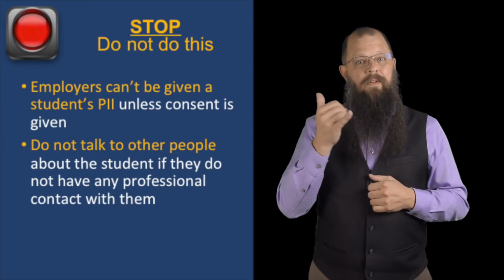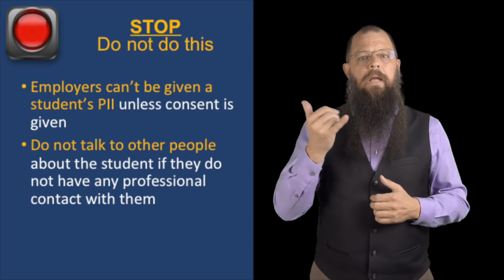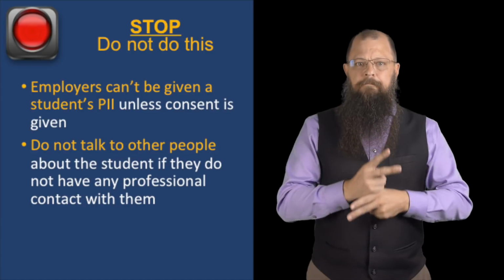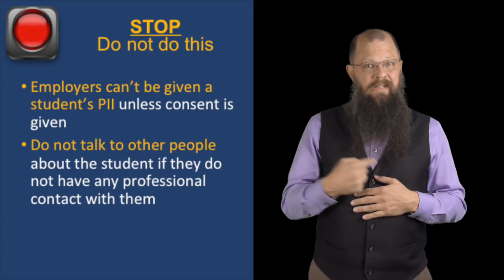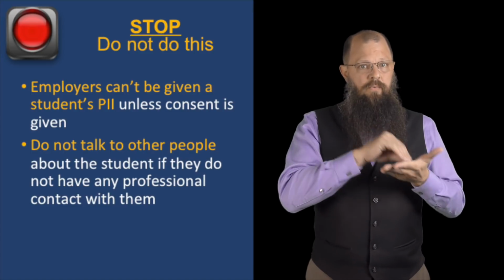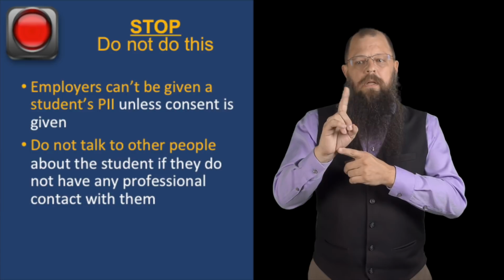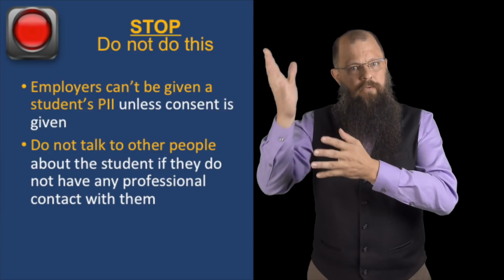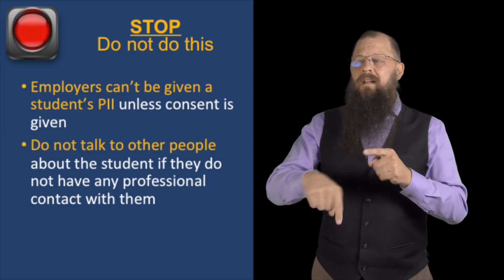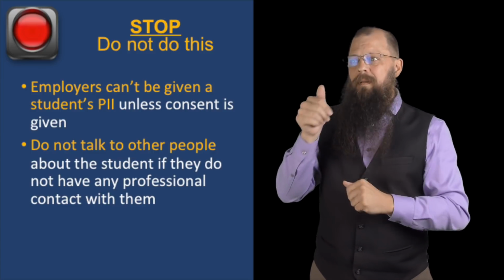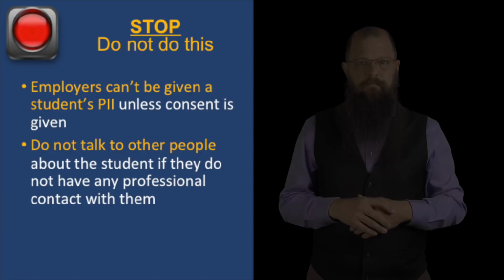The next several slides will have red lights, yellow lights, or green lights, meaning stop, caution, or it is permitted. Here the red light means these are items we cannot do. A student's PII, their personally identifiable information, cannot be shared without consent. We cannot talk to other individuals about the student if they do not have any professional contact with them.